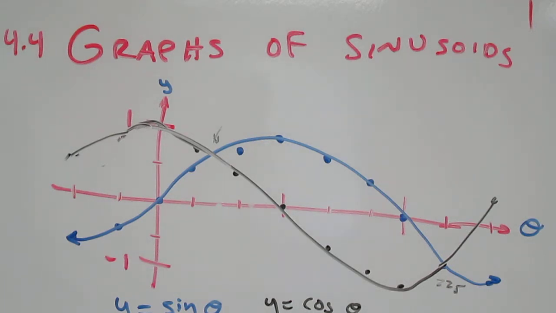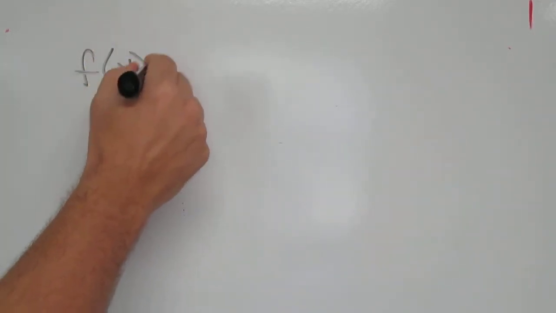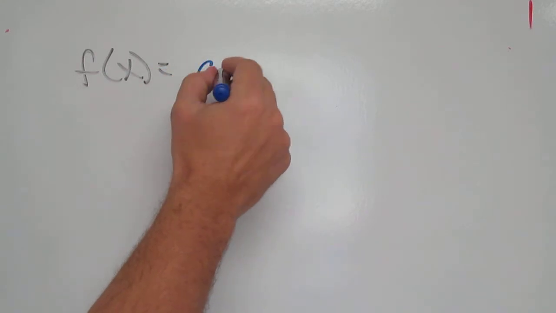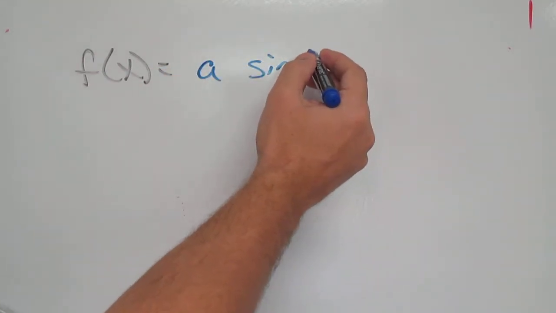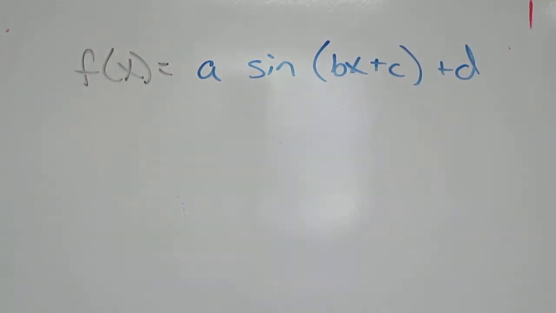And so going back to our previous chapters, we can look at sinusoids basically as transformations to the basic functions that we have here. So this is sine and cosine, and we can look at things. So I'm going to erase this and give you the basic function for a sinusoid. It would say f of x equals a times the sine of bx plus c, plus d. Now that's taking our basic sine function and making some transformations.